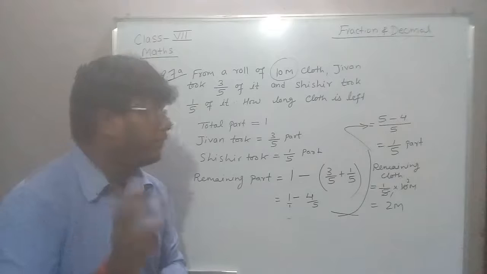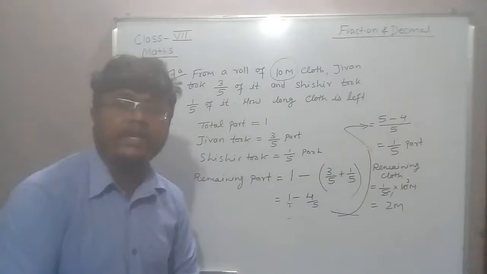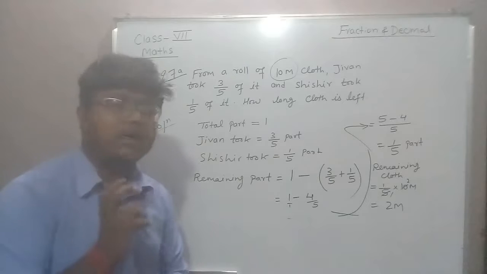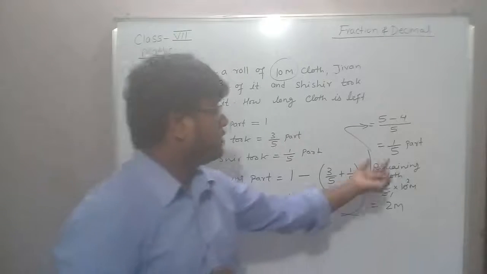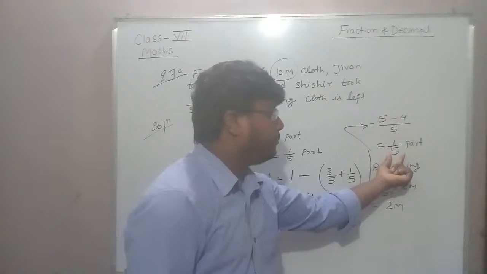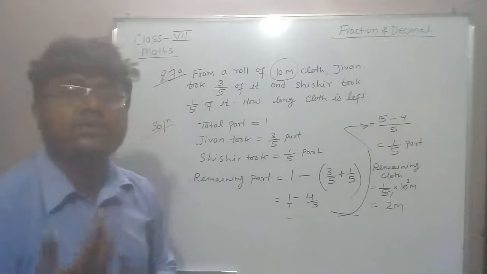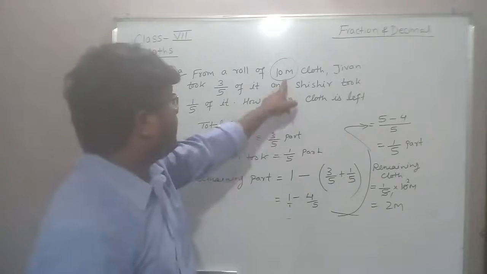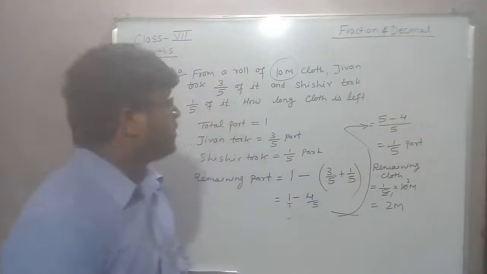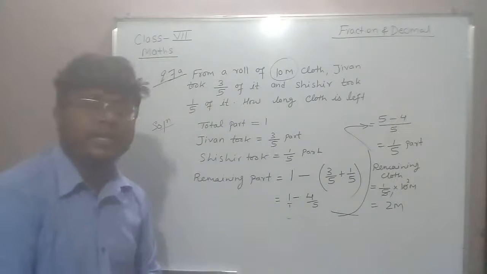So first we have found how many parts are remaining, in fraction. How many parts are remaining? That is your 1/5 part. So 1/5 is remaining. So 1/5 means whose 1/5? That is your 10 meter. So how long cloth is left? 2 meter long cloth is left.